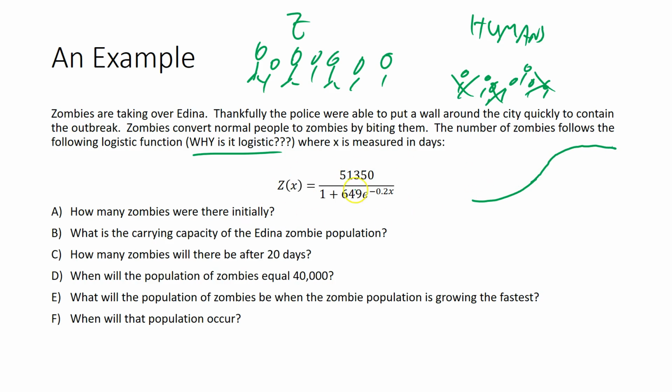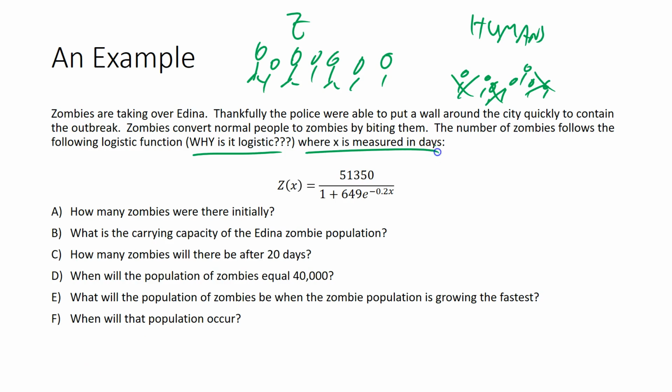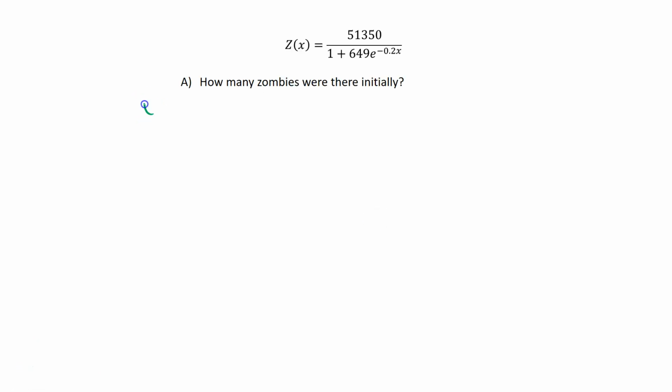Okay, so we're given this equation, and we're asking, first of all, how many zombies were there initially? Well, if you want to try these yourself, you can. They're a little tricky since we haven't done an example yet, but I'm going to go through each one in detail as we go. So if you want to try it first, you can pause the video, but let's see if we can do them together. So how many zombies were there initially? That's going to happen when x equals 0. We're told here that x is measured in days. So at day 0, so x equals 0, I want to know f of 0, or z of 0, since we're using zombies.